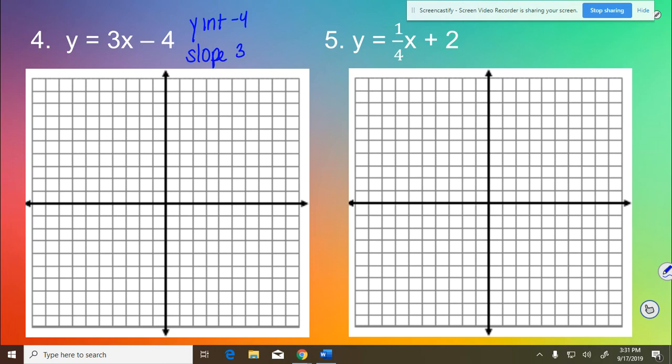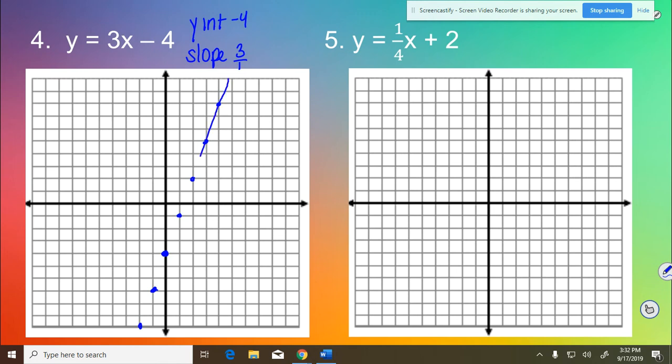So we're going to start down at -4. Remember that slope of 3 is like doing 3 over 1. So we can go up 3, right 1, up 3, right 1, up 3, right 1, up 3, right 1. Or I can go back to that -4 and go down 3, left 1, and then down 3, left 1 one more time.